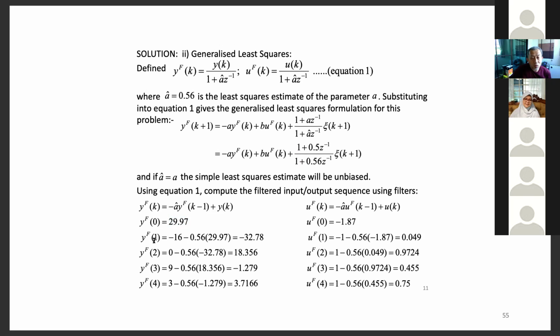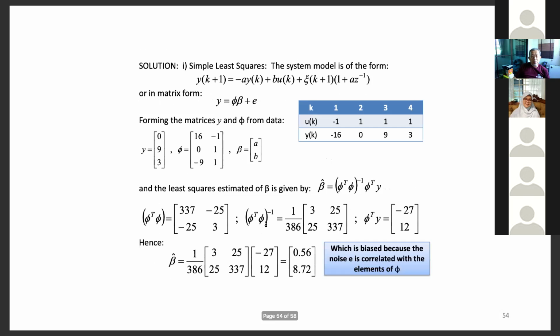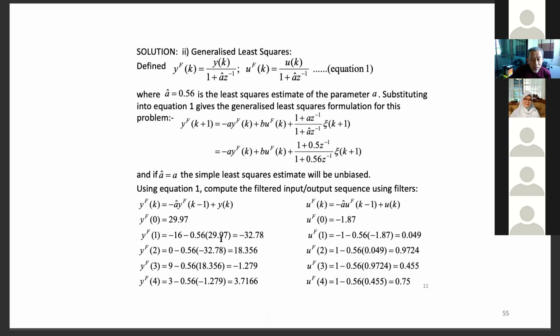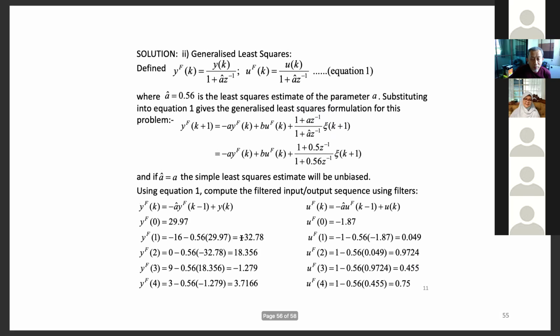The initial value given, y filtered 0, is 29.97. So start with k equal to 1. So minus 16, where do I get minus 16? It is from the table, y1 equals minus 16, then minus 0.56, which is from a cap, times 29.97, the initial value. So we'll get minus 32.78.